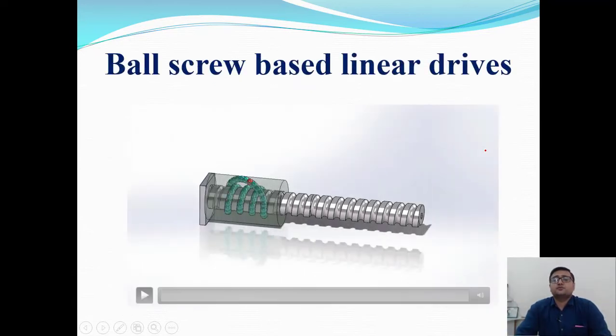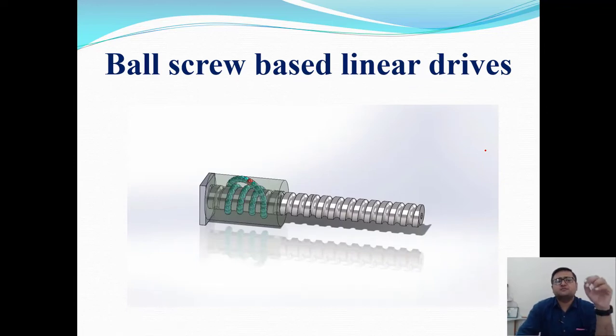Let's move further and discuss the ball screw based linear drive. This is the most important question as far as the GTU examination is concerned in the subject Computer Aided Manufacturing. Where is this ball screw provided? It is provided in the lead screw of the lathe machine. And what does it function as? It functions to translate, or give a linear motion to, the saddle. How is it possible? Let's check it out.